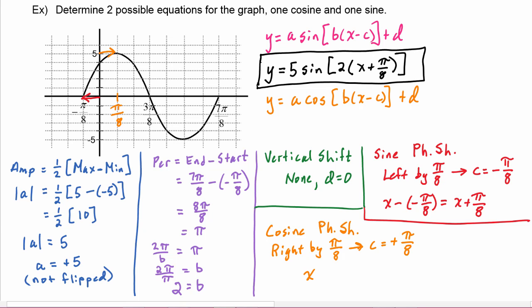And remember that C is what comes after the minus sign, so then you would write it in the argument as x minus pi over 8. So we can come up here now and write our cosine equation: y is equal to, we said A is 5, times the cosine of the quantity, B is 2, x minus pi over 8, and the vertical shift is none.